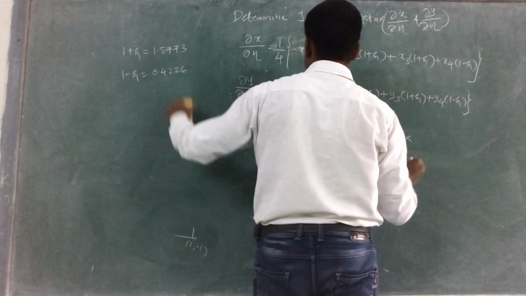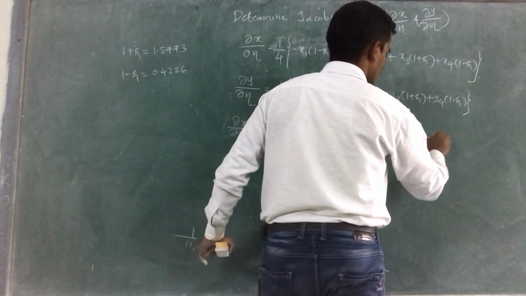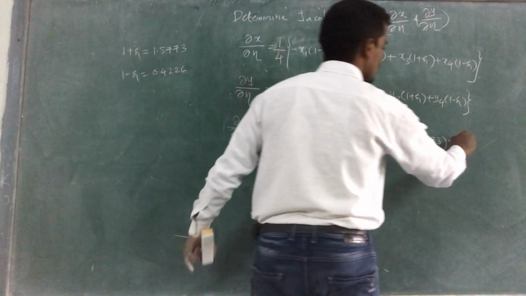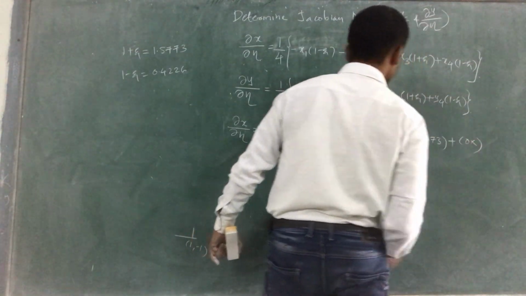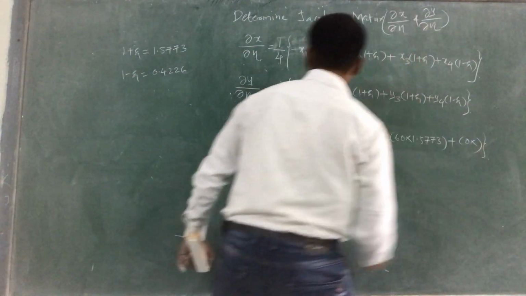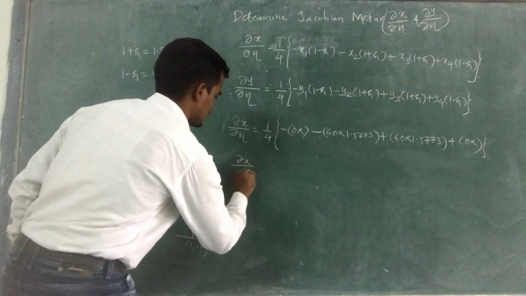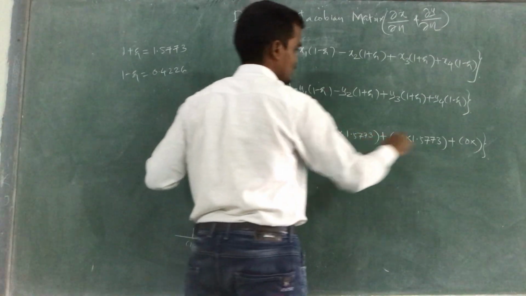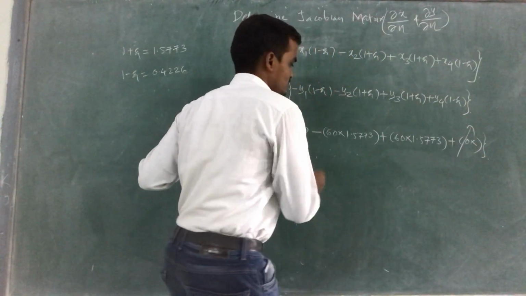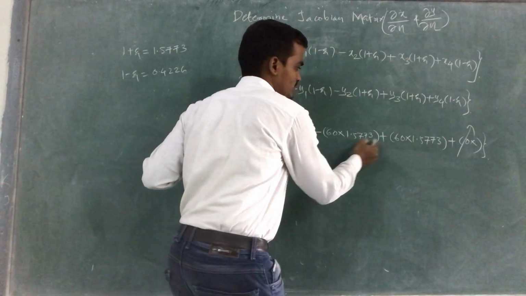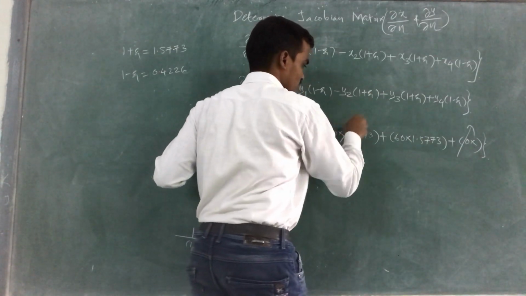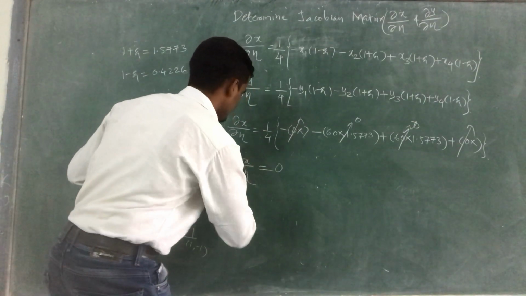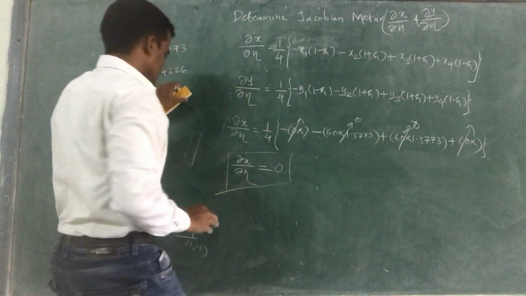60 into 1 plus zeta is what? 1.577. Plus x4 is what? x4 is also equal to 0. So this value will become 0. And finally, you will get dou x by dou eta equal to, actually this is 0, this is 0. And if you see, this is minus 60 times this value plus 60 times this value. So this will become 0. So dou x by dou eta value will become 0. Okay. Now next is what?